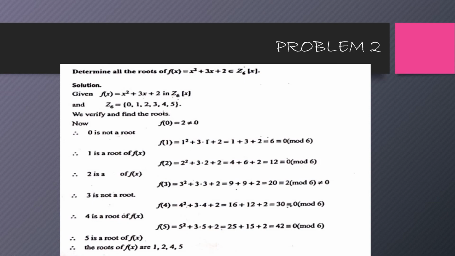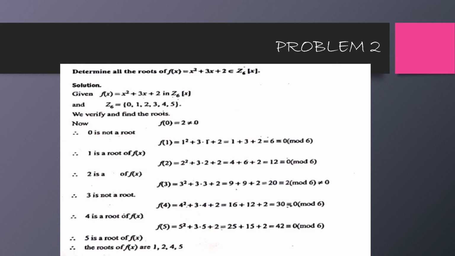Okay. Now we shall verify and find the roots. How are we going to find the roots? We have 6 elements, so take element by element, one by one, and substitute in this f of x. First I take 0 and substitute: 0, 0 and 2, so I'm writing 2. Next take 1: 1 plus 3 plus 2, so my answer is 6. I'll come to the modular division later. Now coming to 2, if I substitute 2, it's 4 plus 6 plus 2, which is 12.